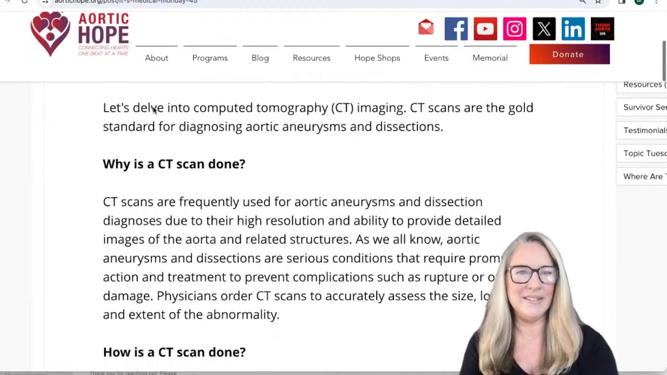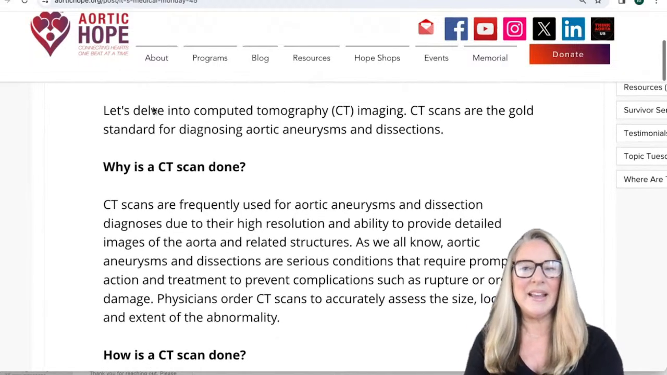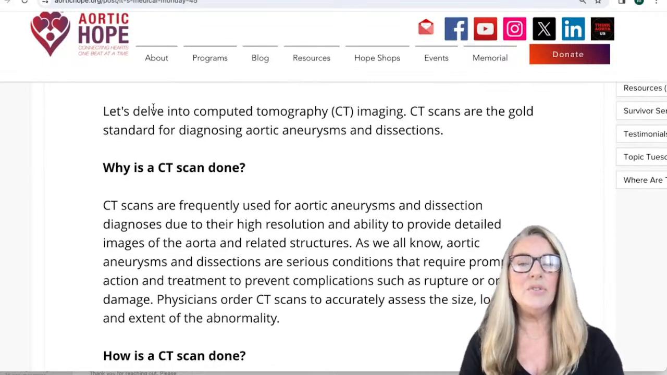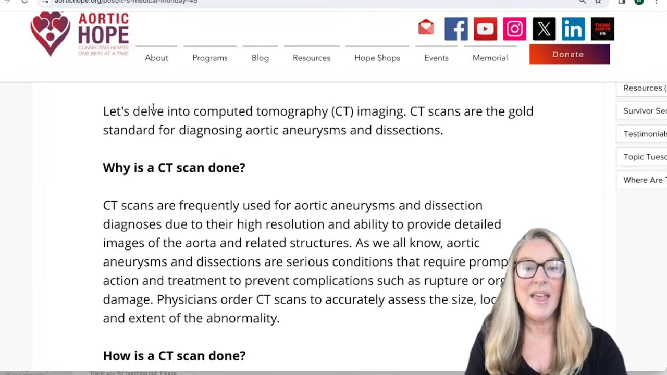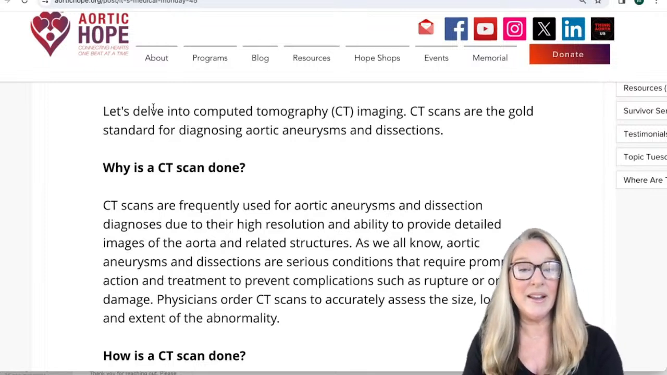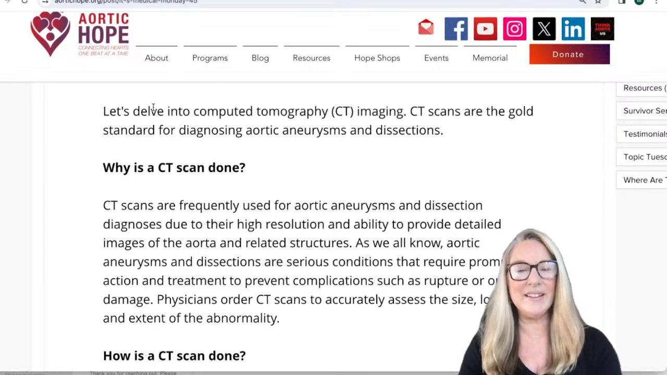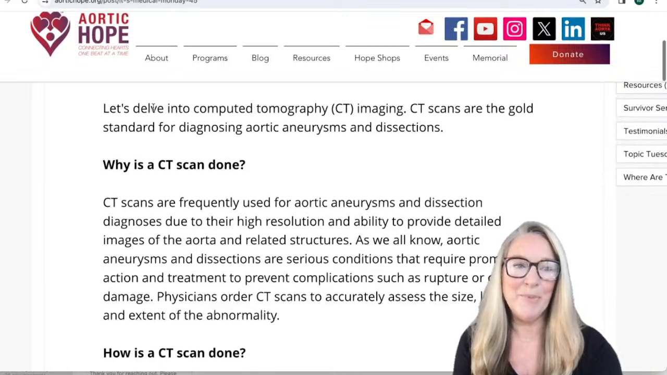So why is a CT scan done? CT scans are frequently used for aortic aneurysm and dissection diagnoses due to their high resolution and ability to provide detailed images of the aorta and related structures. As we all know, aortic aneurysms and dissections are serious conditions that require prompt action and treatment to prevent complications such as rupture or organ damage. Physicians order CT scans to accurately assess the size, location, and extent of the abnormality.